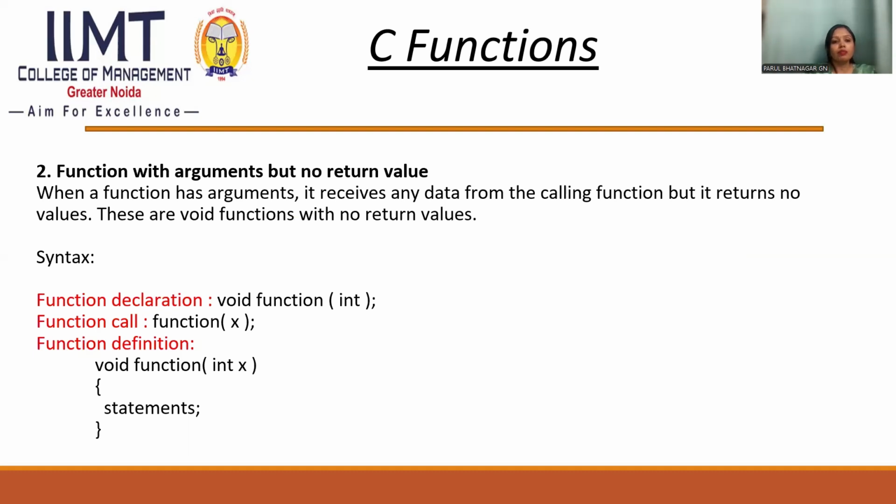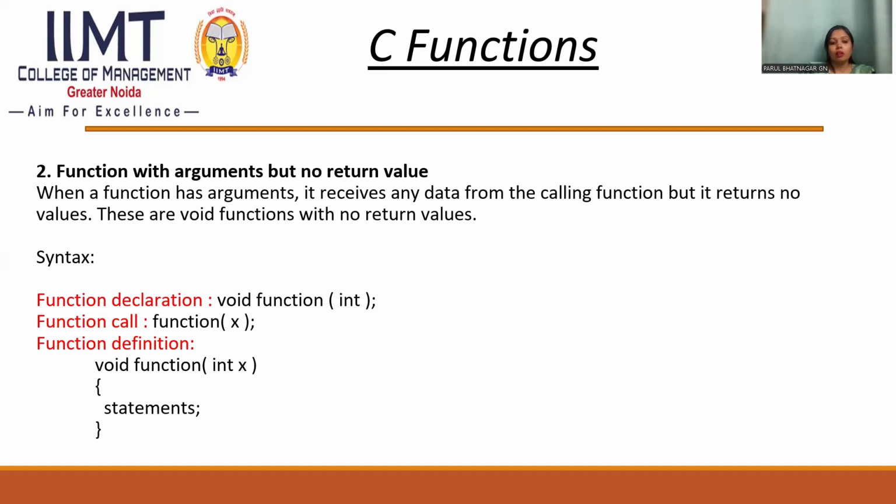Next, function with arguments but no return value. When a function has arguments, it receives data from the calling function, but it returns no values. These are void functions with no return values. Here, in the function declaration, void function takes one parameter int, but it does not return any value. So the return type is void.